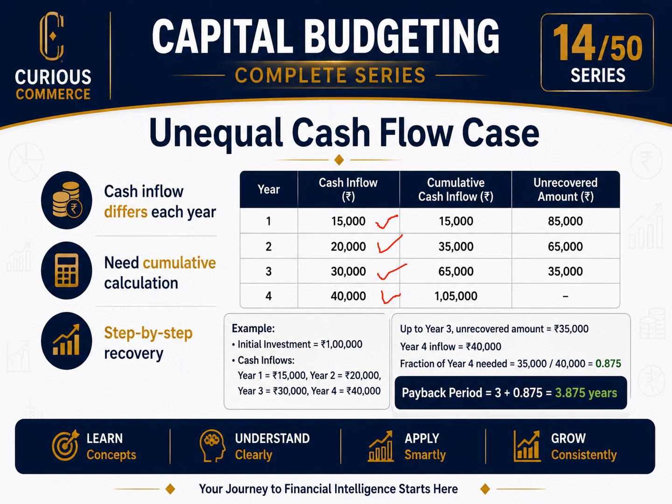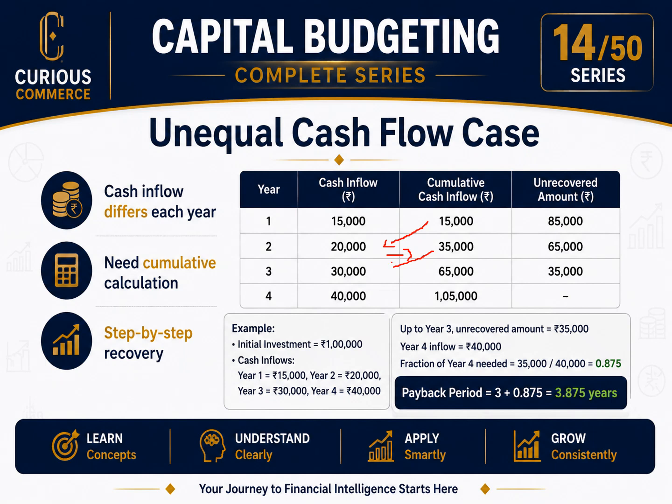In the cumulative method, we add the cash inflow year by year, and finally we calculate the payback period. For example, the first year the cash inflow is 15,000 rupees. In the cumulative tabulation also it is 15,000 rupees. But in the second year, it is 20,000 rupees, and we add the 15,000 rupees with the 20,000 rupees, so the total cumulative cash inflow is 35,000 rupees.